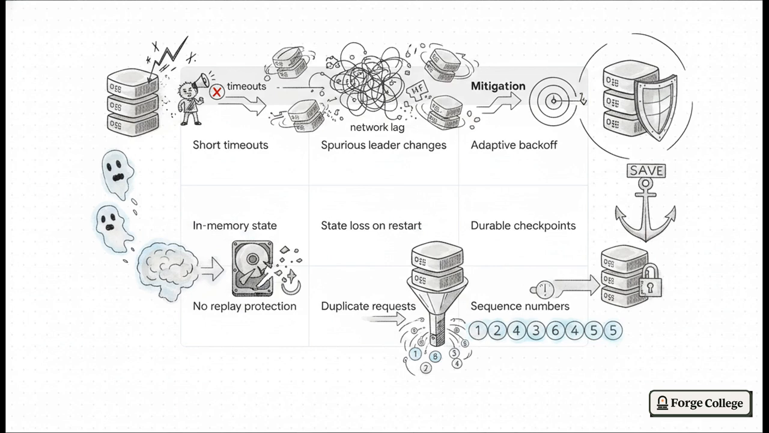Or what about using in-memory state just because it's super fast? Well, the problem there is that a simple node restart means complete amnesia, total state loss. So engineers patch that by adding periodic, durable checkpoints to save progress. And this last one is absolutely my favorite. If you don't have replay protection, you get duplicate requests just clogging up the whole system. The mitigation was adding sequence numbers. It's quite literally using basic counting to prevent network ghosts from duplicating historical requests.